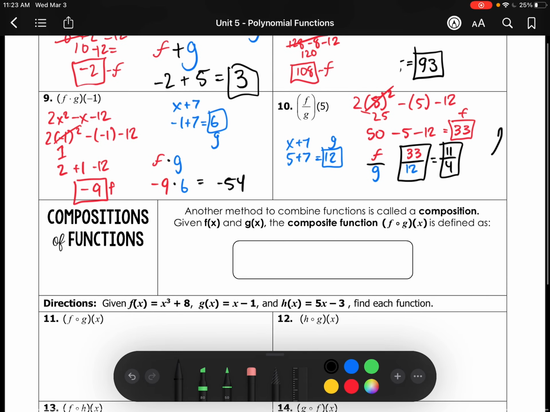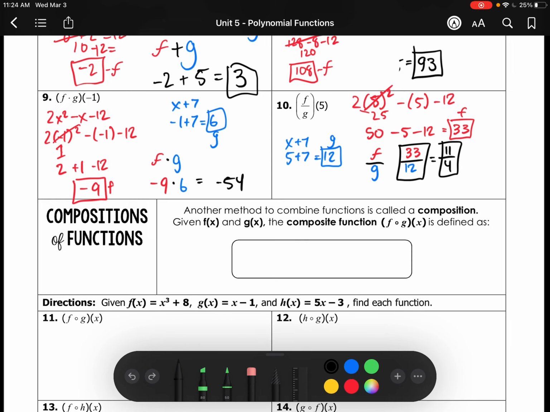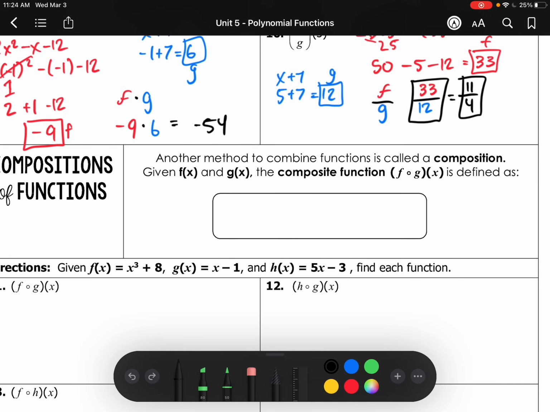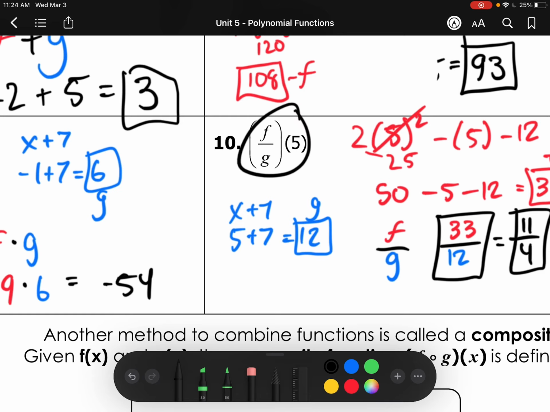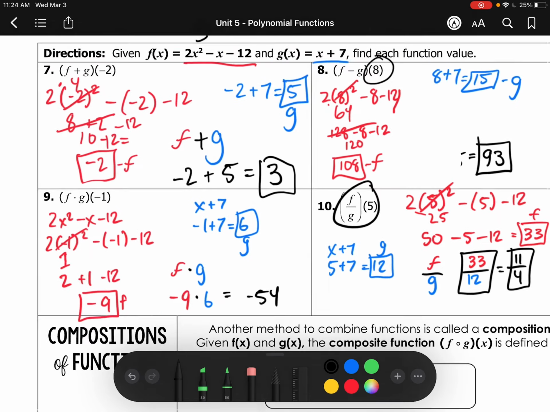All right, so next, we're going to be discussing composition of functions. Composition of functions is another method for us to be able to combine functions. And what we're going to be doing is evaluating one function for another function. If you don't know what evaluating is, you might not know that this is what it's called, but we did that in numbers 7 through 10.